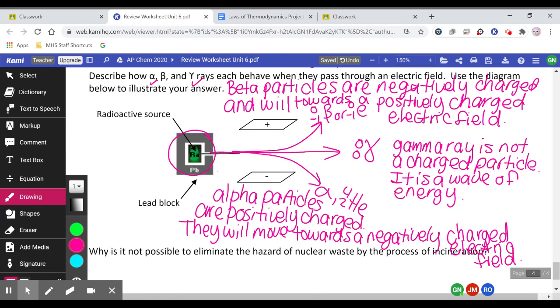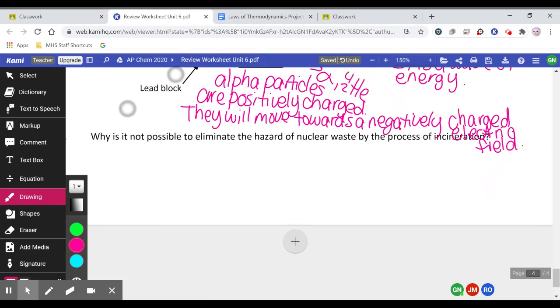Okay. Questions on that? Question very similar to that on your test. Okay. Very typical kind of question on the AP free response too for the short answers.